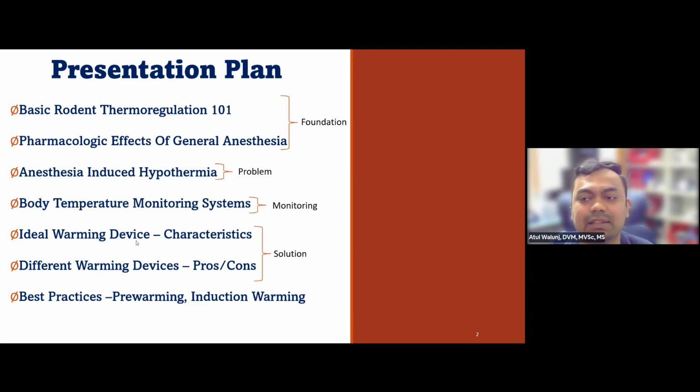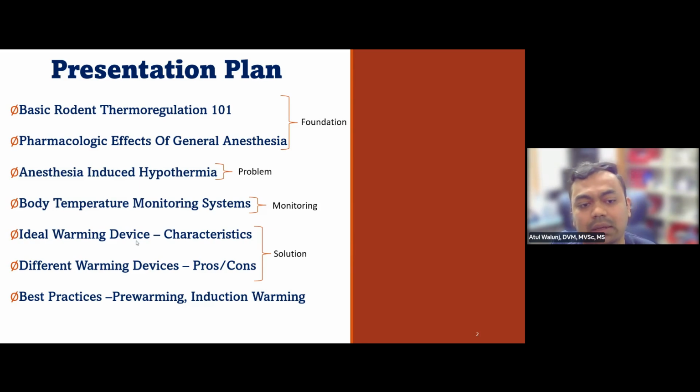Next in line, we will discuss anesthesia-induced hypothermia, as well as its pathophysiological effects, which is the actual core theme of today's presentation. Moving forward, we will also discuss different body temperatures and how to monitor them using various monitoring tools throughout the perioperative period. Next, a major part of this presentation will be focused on the warming devices, wherein we will discuss the characteristics of an ideal warming device, which are the key points to consider for any new lab when they're shopping for a new animal warming system.